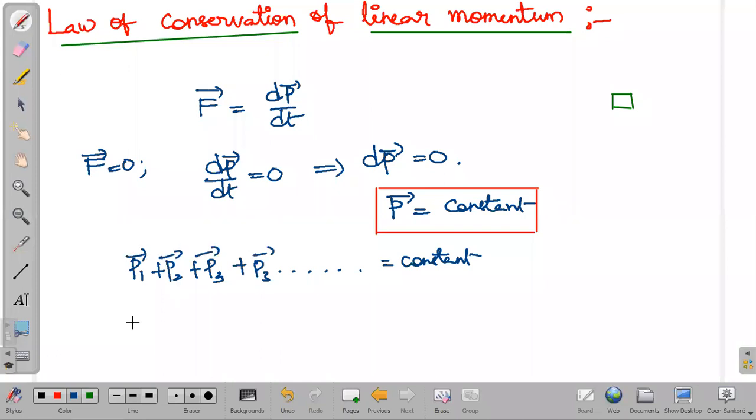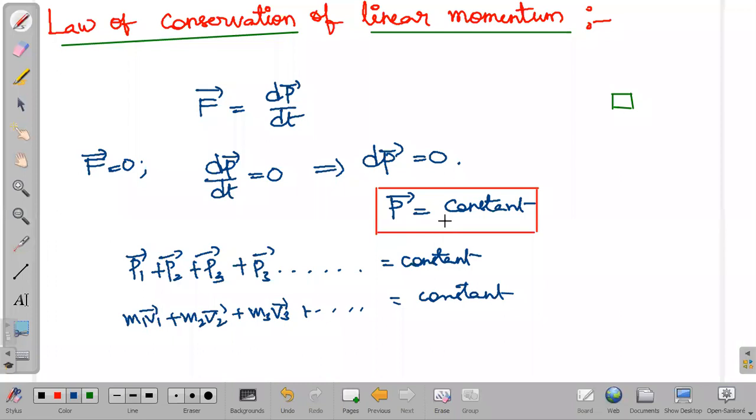So that means we can write m1v1 plus m2v2 plus m3v3, and so on, and all these can be taken as a constant. I am just extending whatever expression we have here. So this is about the law of conservation of linear momentum. If only two particles are there, what will we write? P1 plus P2 is equal to constant, m1v1 plus m2v2 is equal to constant.